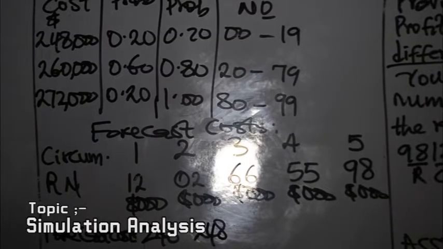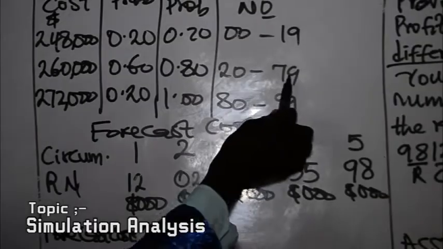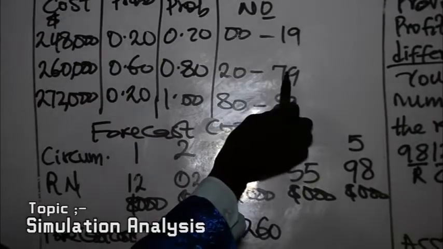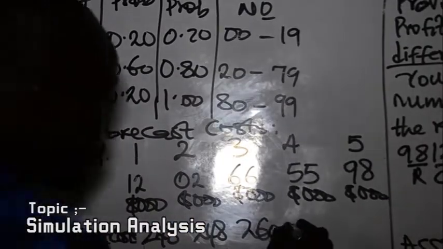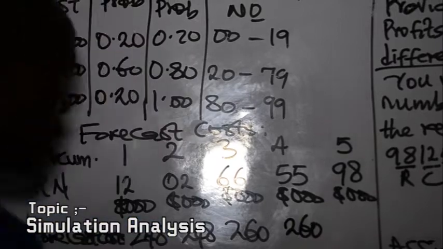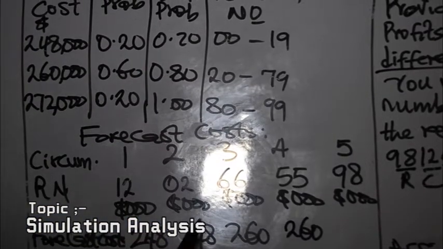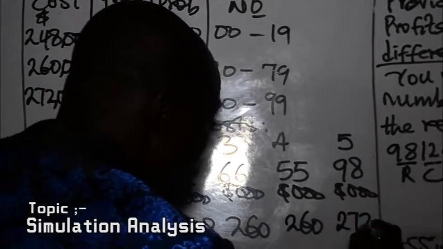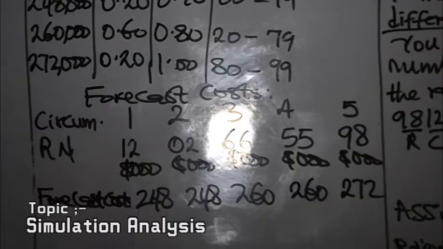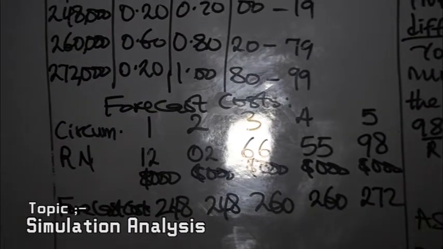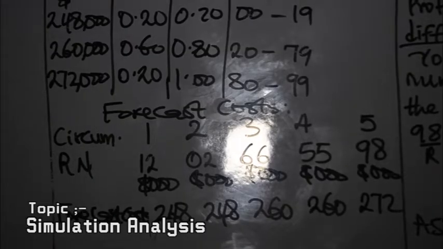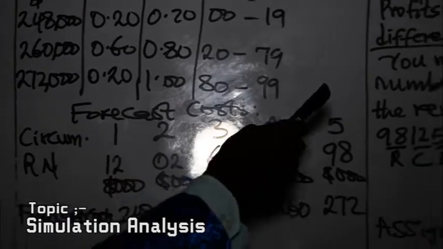The third one is 66, and 66 will be feasible between 20 and 79. So you have 260. The next one is 55, and 55 will as well be feasible between 20 and 79. Then you equally have 260. Finally, the last one is 98, and 98 is feasible between 80 and 99. Then you have 272. These are the forecast cost.